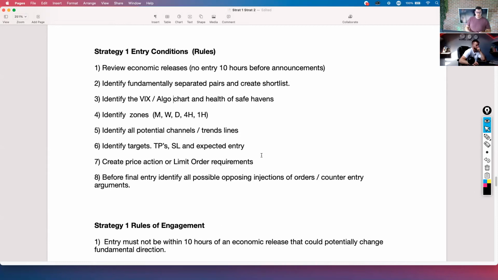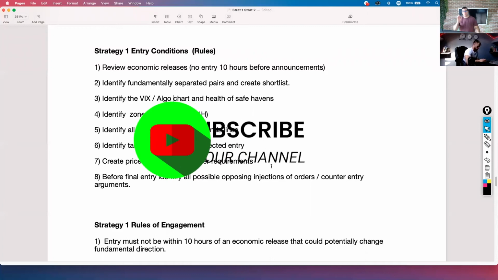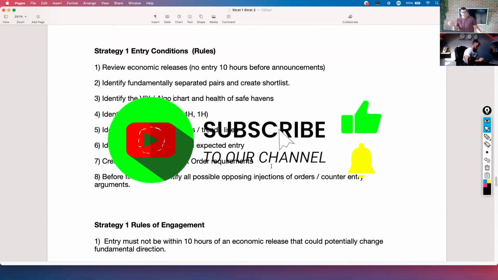Okay, so got that. Now, the next thing we need to do is identify our zones: monthly, weekly, daily, 4H, 1H. We need to identify them properly, because this is key, right?